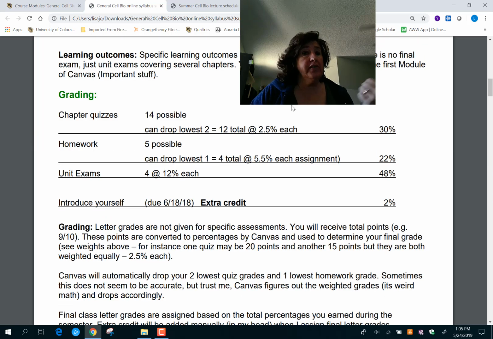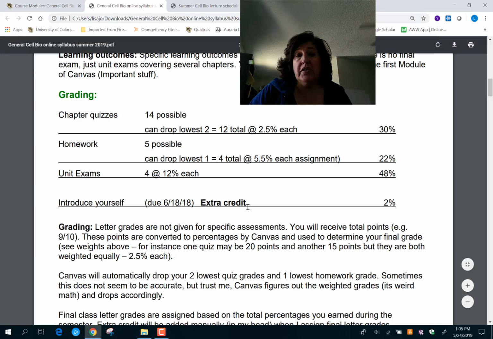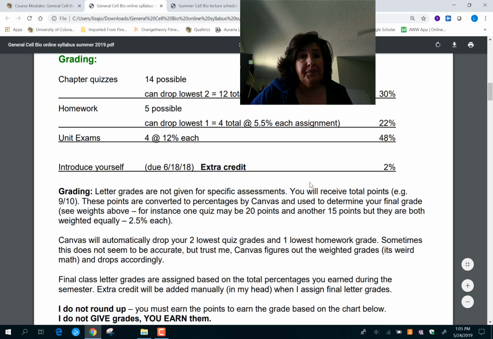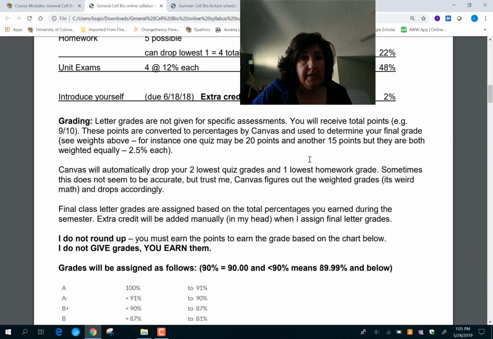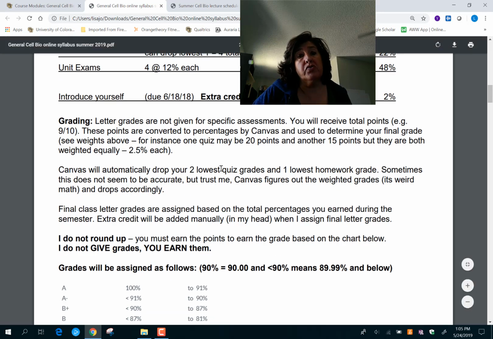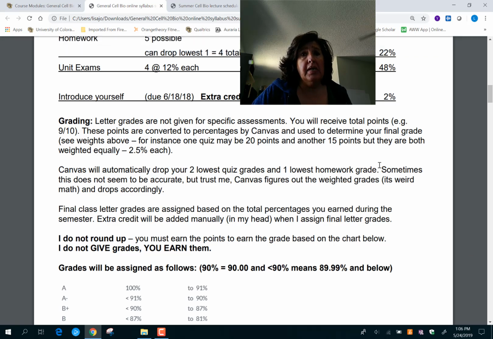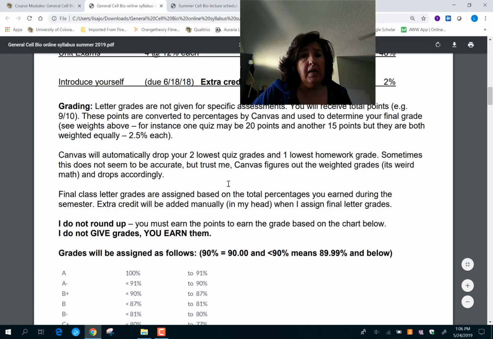Grades. So your grades are basically made up of chapter quizzes, which you have about 2 every week. Homework, you have 5 throughout the semester, and 4 unit exams. You do have a chance for extra credit. We will get there in a minute. Grading is set up so that Canvas will automatically drop your 2 lowest quiz grades and your lowest homework grade. Trust me, I've done the math independently. Canvas has it figured out correctly.